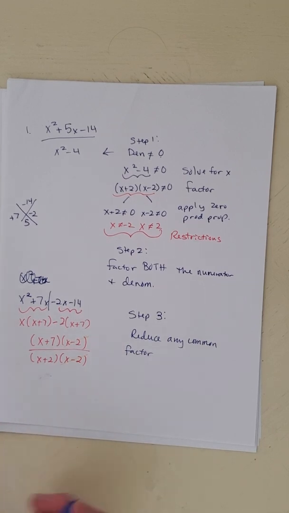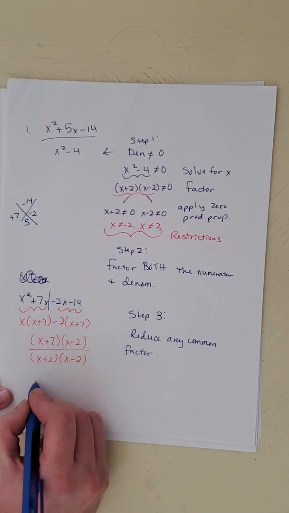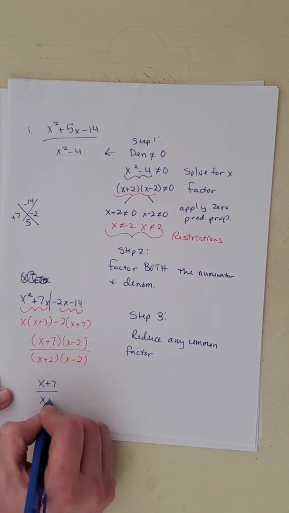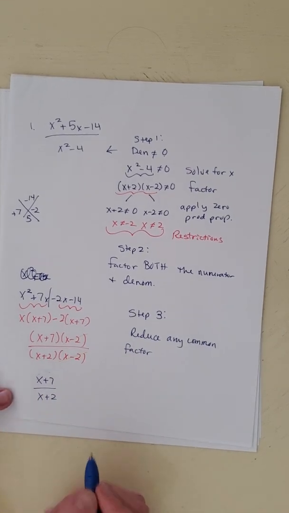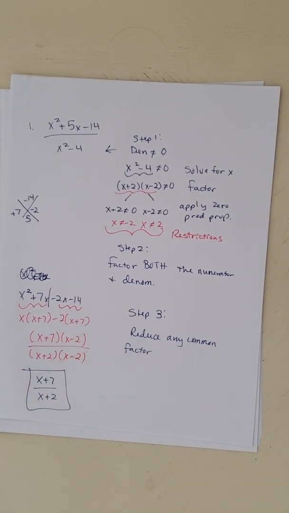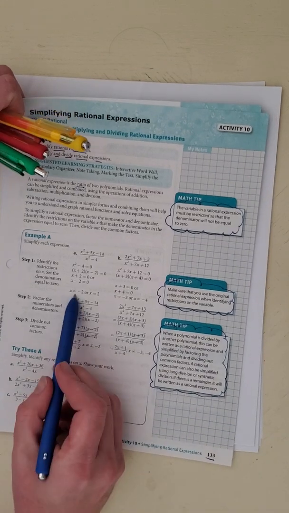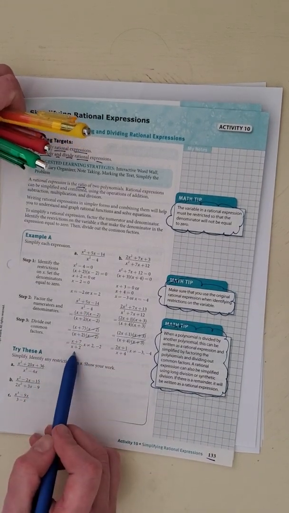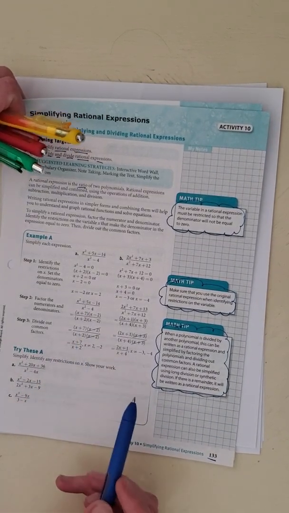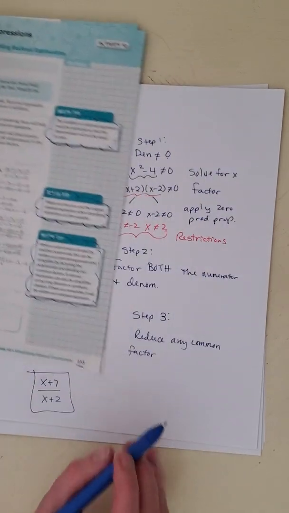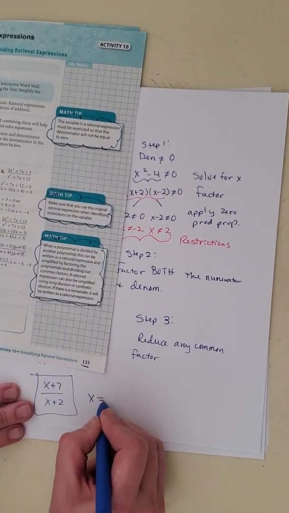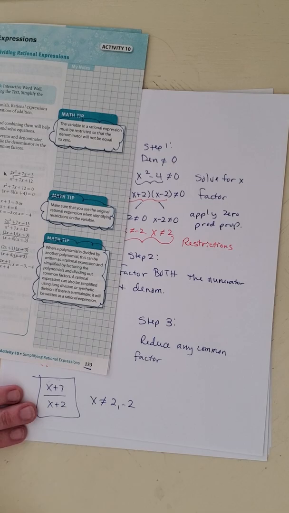And so my final answer in simplified form is x plus 7 over x plus 2. And remember, you cannot cancel with addition and subtraction. You see that that is what they got right here. There are two restrictions. And then x plus 7 over x plus 2, and they note the restrictions at the end. So let's go ahead and note those. Remember, x cannot equal 2 or -2.